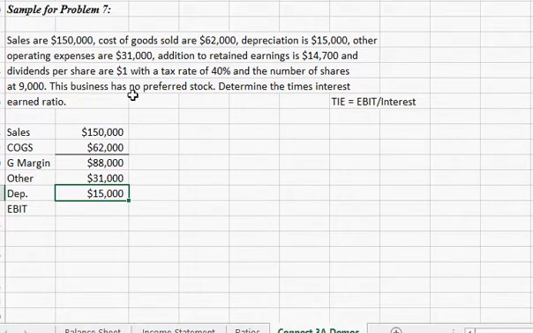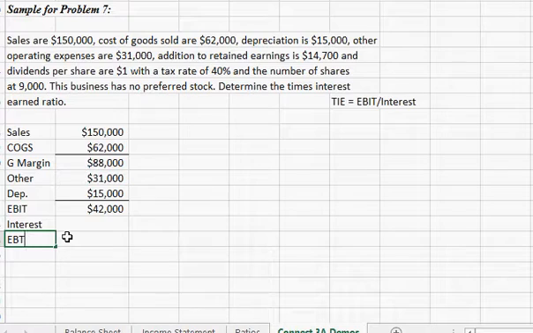So one of the two numbers that you need for the ratio is fairly easily found if you just follow what you know about building an income statement. From there, we would typically then subtract interest, which we don't know what that is, and that would give us earnings before taxes. From there, we subtract taxes, and then that gives us our net income. A little more difficult if we also have to take off the preferred dividends, but we don't.